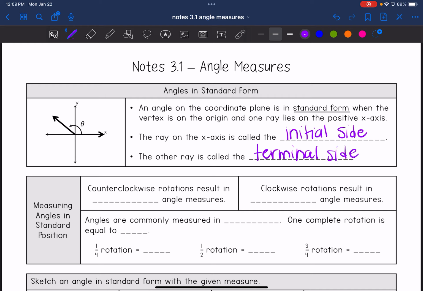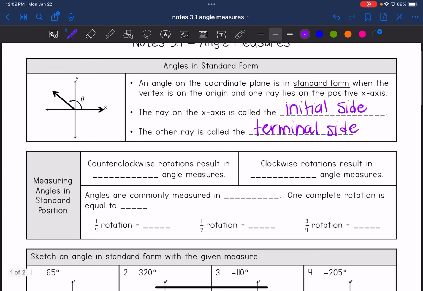Okay, so now that we have our angle in standard form, when we measure it, we can measure it in two different directions. So in this picture above, the arrow goes up and then to the left. We call that counterclockwise rotation. When you go up first, that will result in a positive angle measurement. If it were to go the other direction, if it were to go down first, then around, that's clockwise, which would result in negative angle measures.